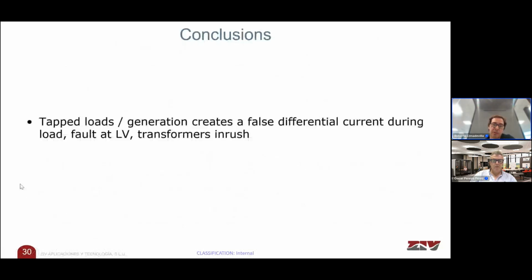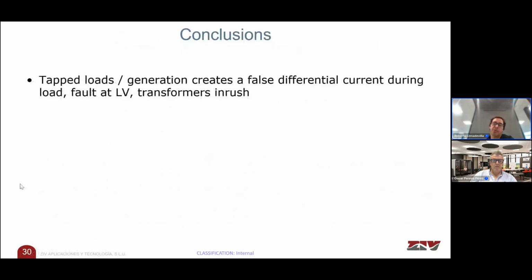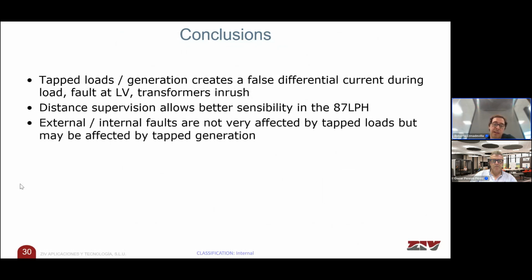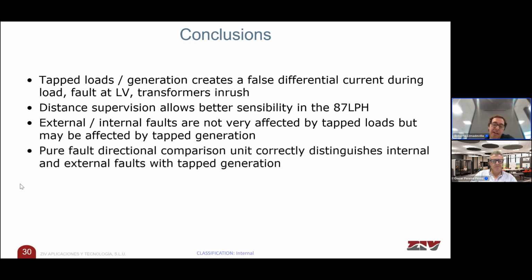So to conclude, tap load generation creates a false differential current during load, fault at the low voltage, and transformers inrush. Distance supervision allows better sensitivity of the phase differential unit. External and internal faults are not very affected by tap load, but may be affected by tap generation, especially conventional generation. Pure fault directional comparison unit correctly distinguishes internal and external faults with tap generation.